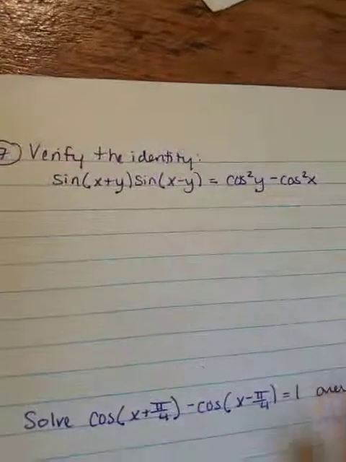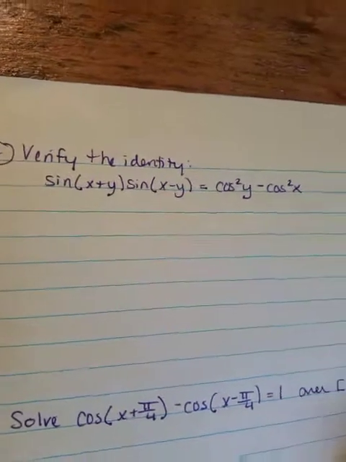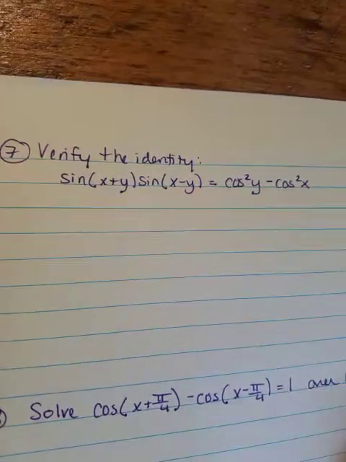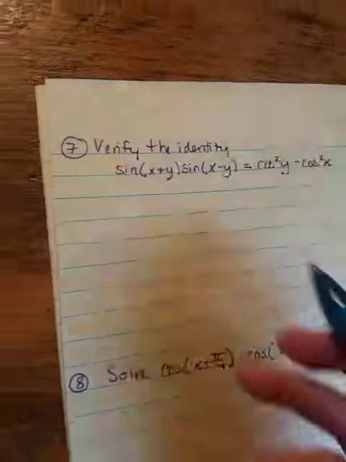Here's another verify one, verify your identity. Again, you can choose whatever side you'd like to start on. I am going to start on the left, and I'm going to use my sum and difference formulas. So this one gets a little cuckoo.